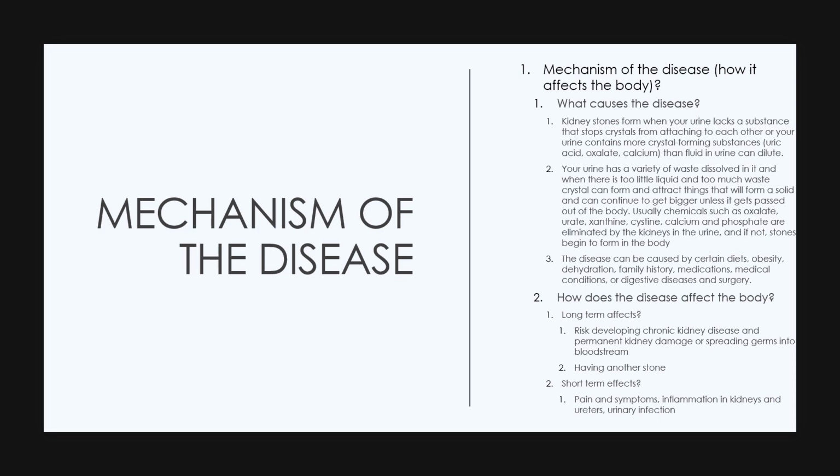Usually chemicals such as oxalate, urate, xanthine, cysteine, calcium, and phosphate are eliminated by the kidneys in the urine, and if not, stones begin to form in the body. The disease can be caused by certain diets, obesity, dehydration, family history, medications, medical conditions, digestive diseases, and surgery.